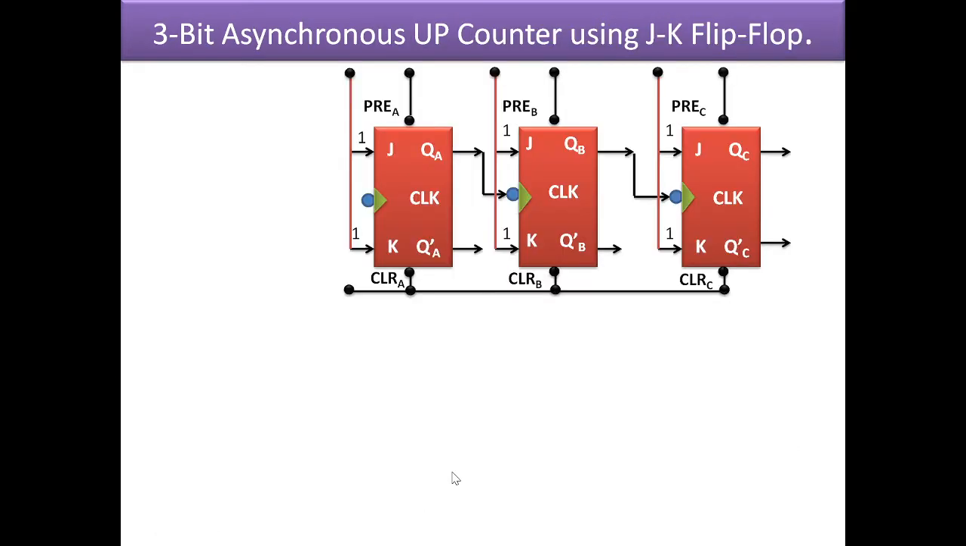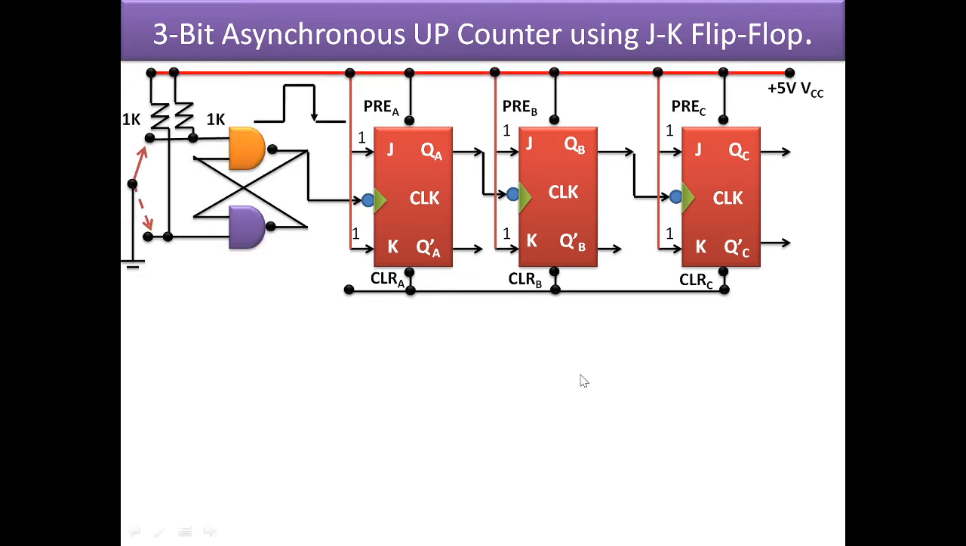Now let us try and understand the circuit. Since we are using 3-bit, we'll be considering 3 flip-flops. All the J and K inputs are connected to logic high, and all the clear inputs are connected together. The presets will be connected to logic high, so that we will not be using the asynchronous preset inputs. We are going to use the clear only for a moment when we need to clear the outputs.